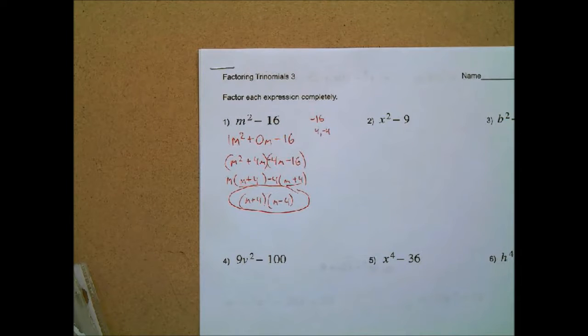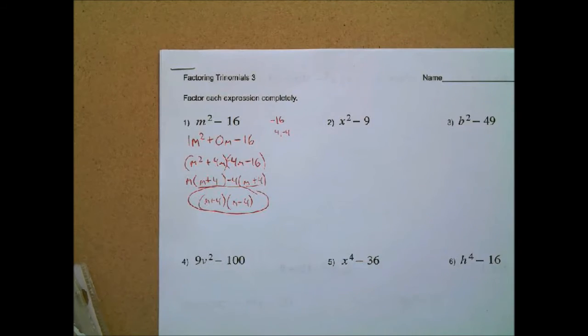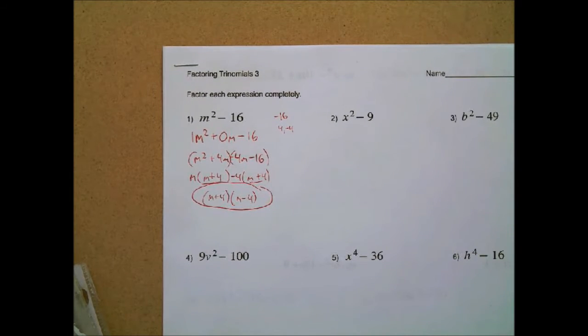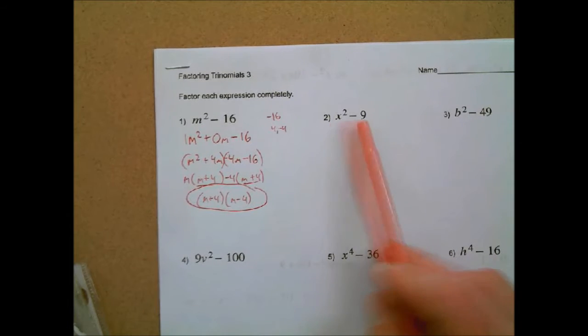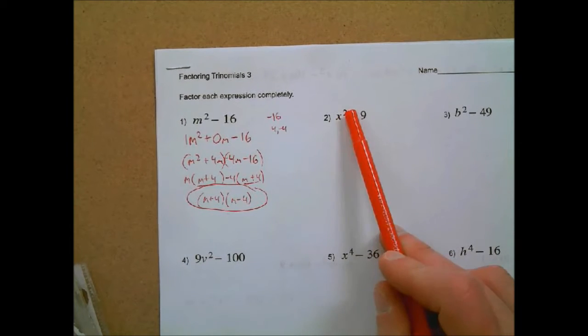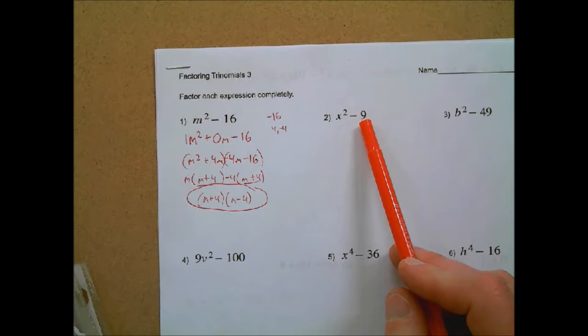Pretty straightforward, I hope. Okay, let's go to number 2. Try that one out. Take a look at this one. You'll see it's a similar setup. We have our variable squared minus a number, just like that.